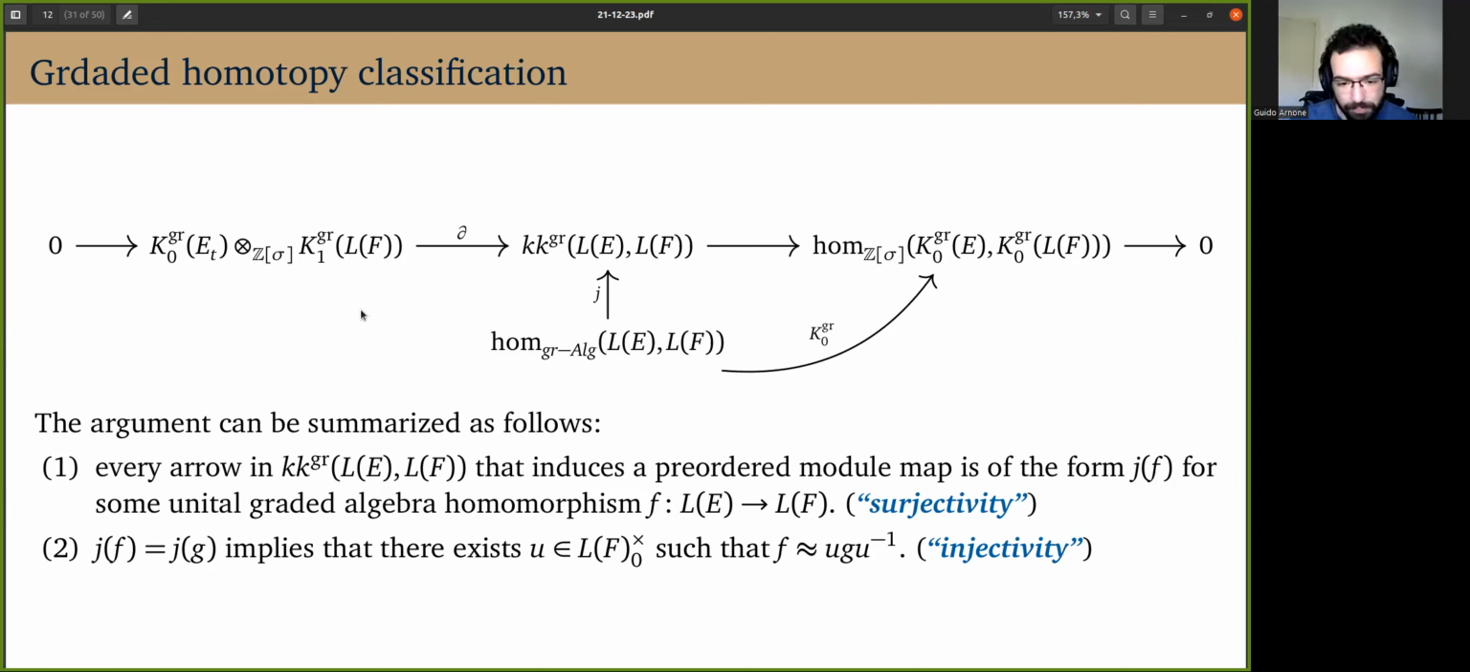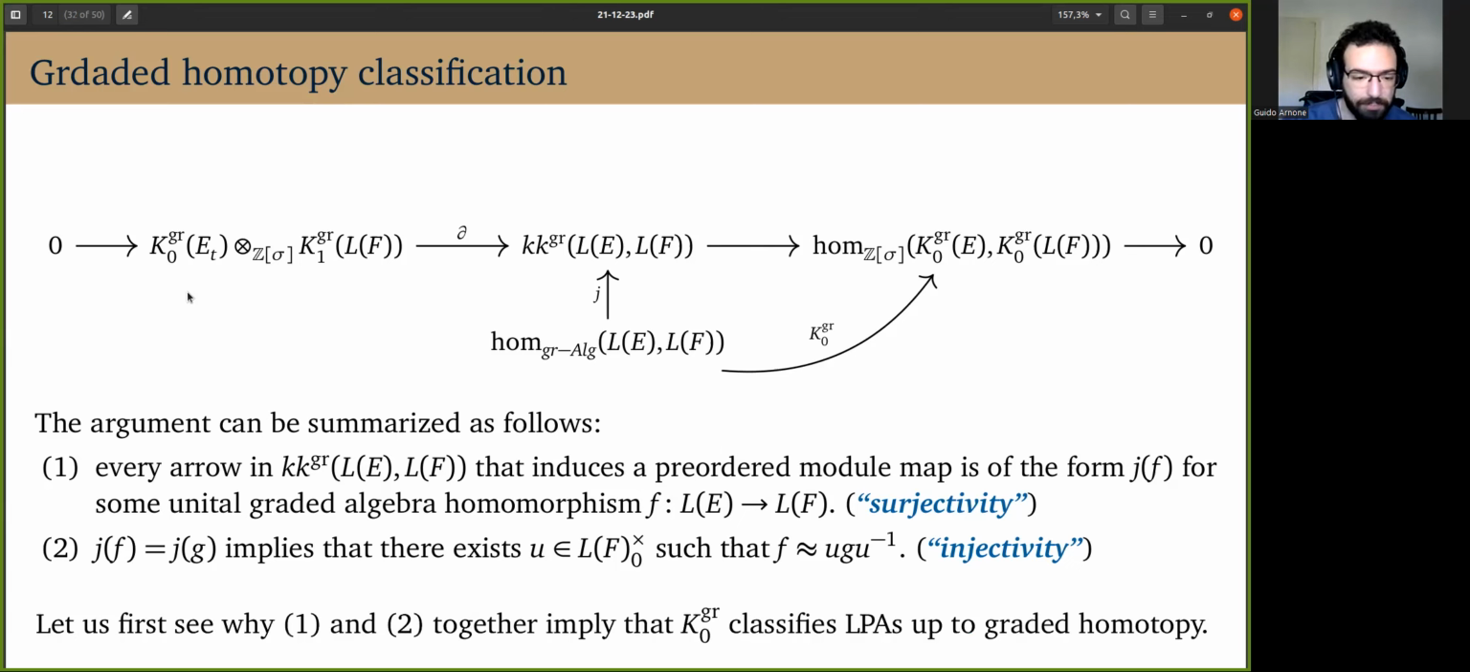What we want to do, these one and two statements, are as follows. If we have a map in KK which induces a pre-order module map, then it comes from an algebra map. And two algebra maps are the same in KK if one is homotopic to a conjugation of the other. Now, I want to use these two things to actually prove the conjecture. So let's see why one and two together imply that the graded Grothendieck group in fact classifies Leavitt path algebras up to graded homotopy.